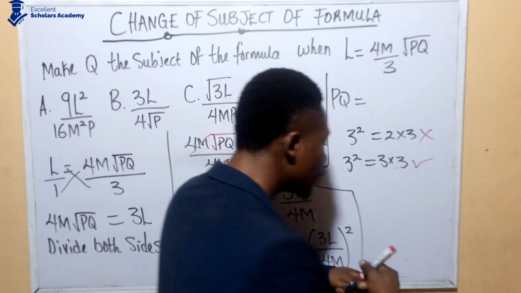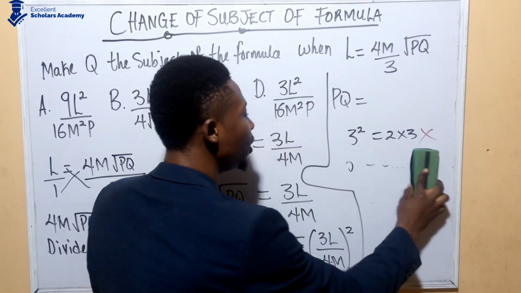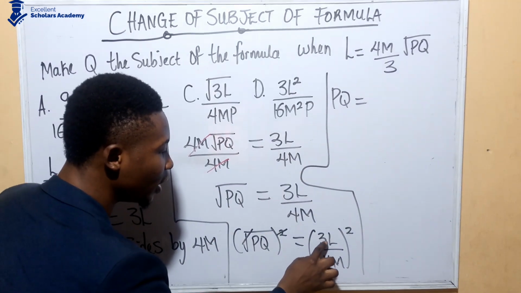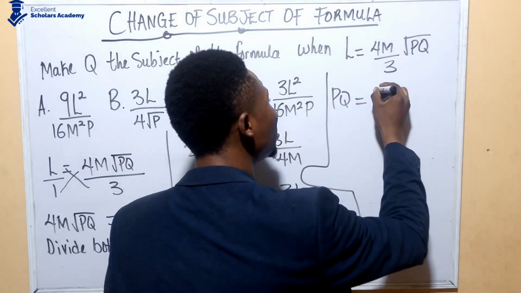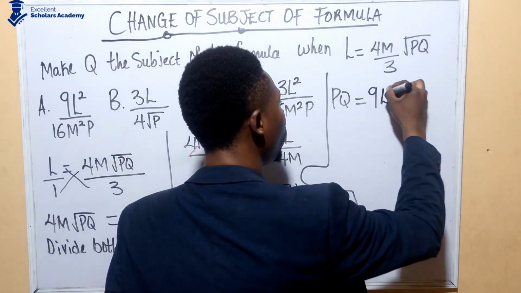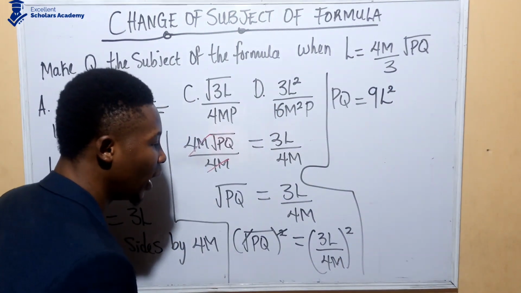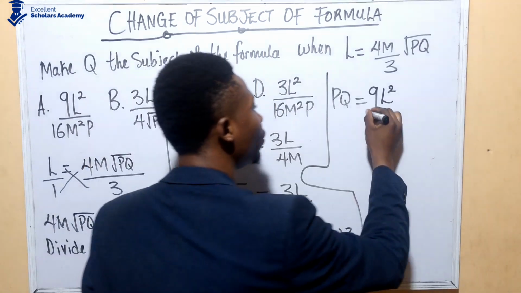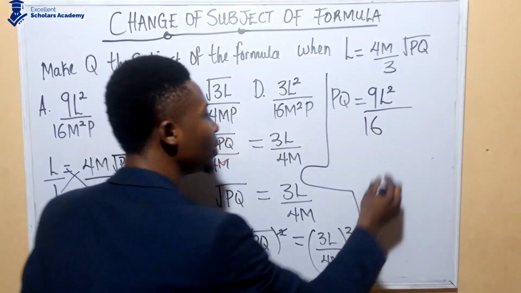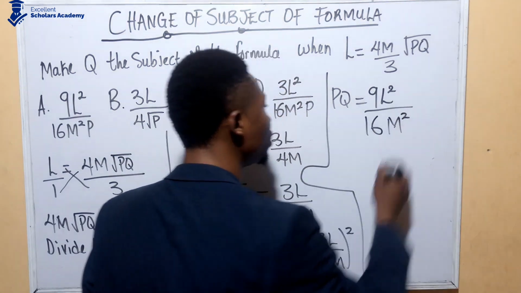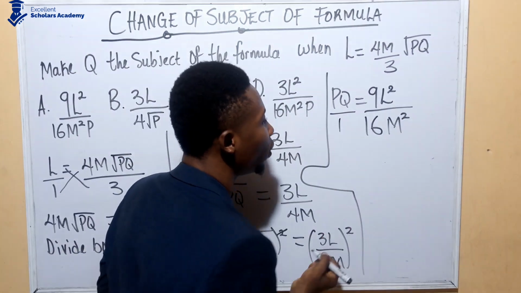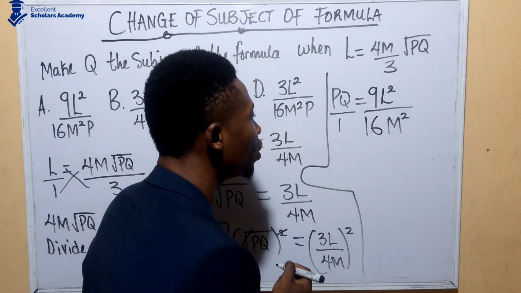Alright? So the square affects the 3. We're going to have what? 9, because that's 3 times 3. The square affects L. We have L squared. And then the square affects 4. We have what? 4 times 4. That's 16. The square affects M. Then we have M squared. Now, you can say this is over 1.